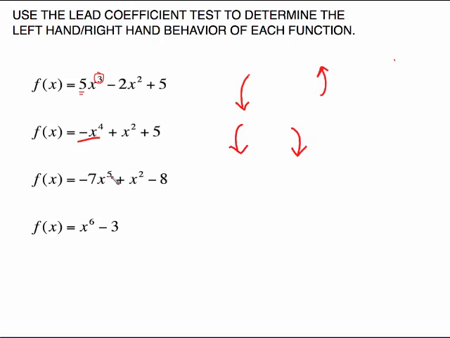This has an odd power with a negative coefficient. That's the exact opposite of number one up here. So this is going to rise and it's going to fall. X to the sixth, that's an even power with a positive coefficient because there's like a 1 here. That is going to rise, rise. So you can use these little arrows like this if you want, or you can actually write out fall left, rise right, whatever your instructor wants you to do.